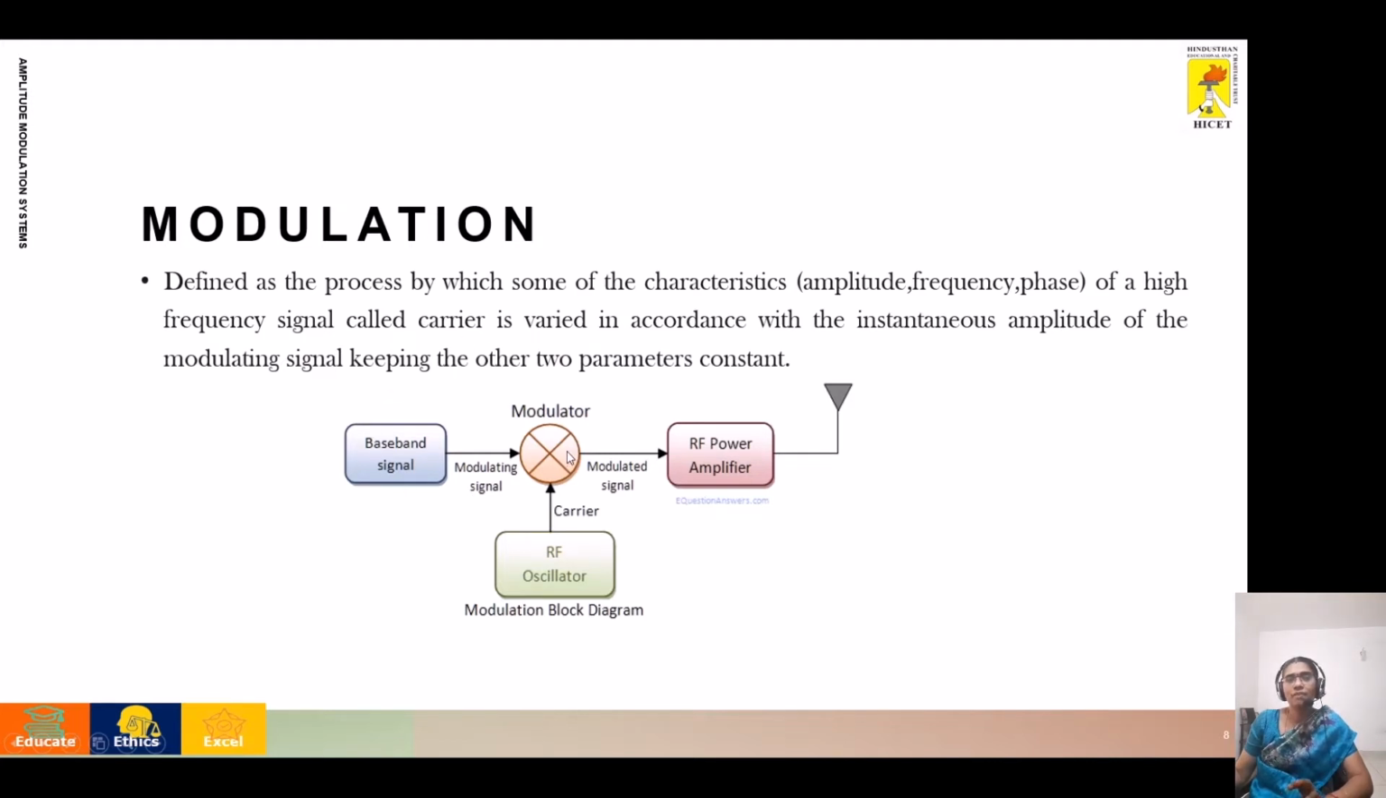Simply, like when you want to travel a long distance, if you go by walk, you cannot reach that long distance. So to reach it, you have to use a bus or train or flight, depending upon the distance. The carrier is like the bus or train or flight which is carrying you to the long distance destination. In that carrier, the message signal is embedded.